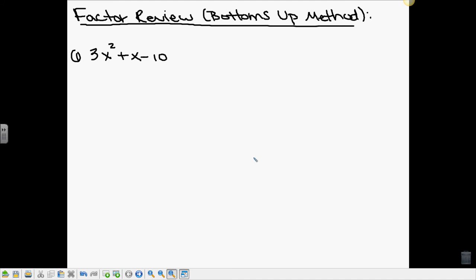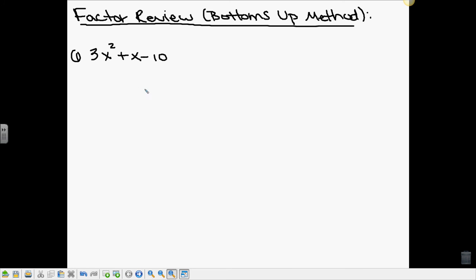Okay, so with bottoms up or any method when you're factoring, you want to first check and see if there's a GCF, a greatest common factor, in the problem. If there is, you need to take it out and then continue to do what I'm going to show you here in a minute. So for number 1, 3x squared plus x minus 10, is there a GCF between 3, 1, and negative 10, other than 1? No. So we can skip that step.